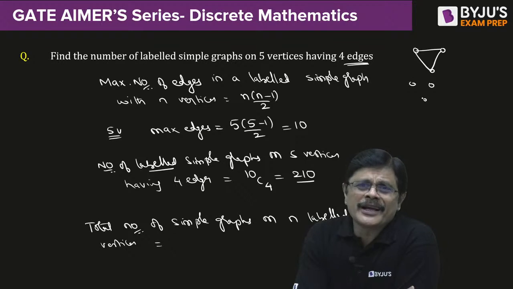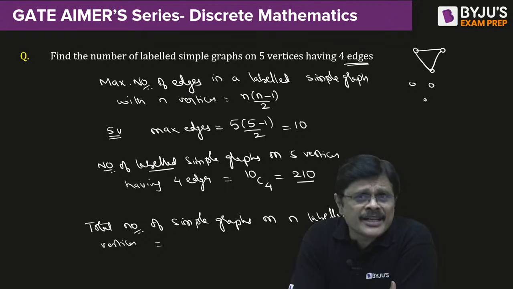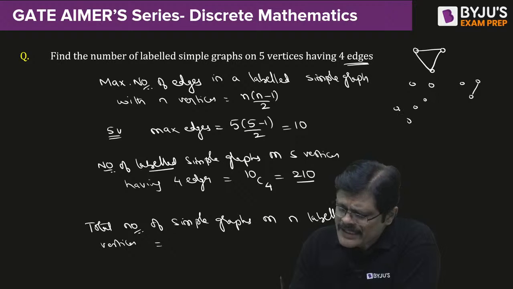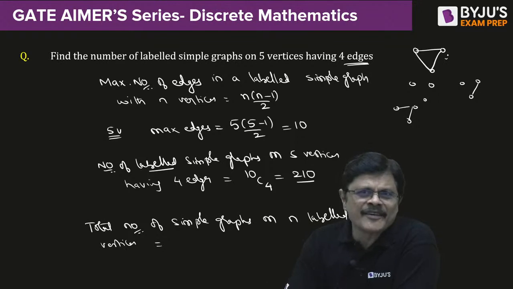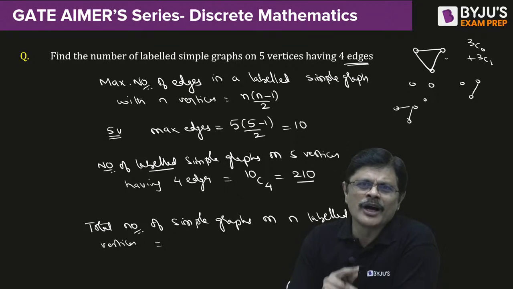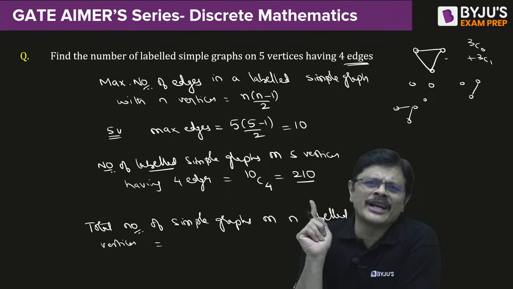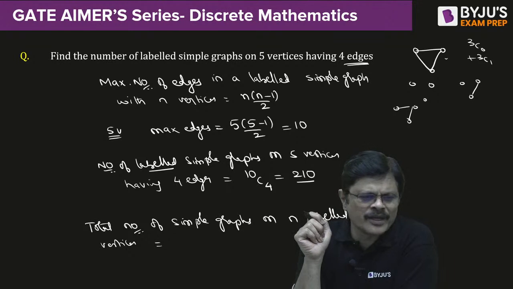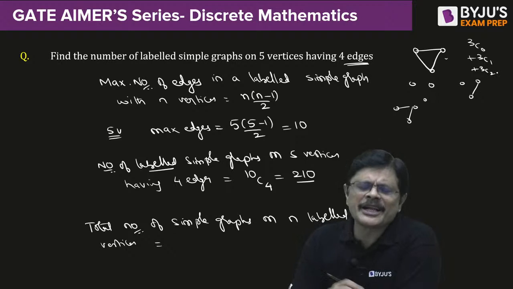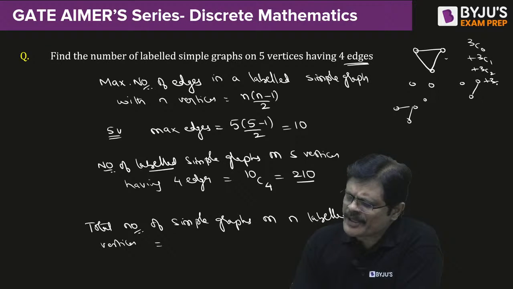But you can create a 0 edge graph. You can have a 1 edge graph. You can also have 2 edge graphs. You can also have 3 edge graphs, my dear friends. So how many 0 edge graphs will be there? 3C0. How many 1 edge graphs? 3C1, because out of 3 edges possible, you have to select 1 edge. Similarly, how many 2 edge graphs? 3C2. How many 3 edge graphs? 3C3. That will give you the total answer.